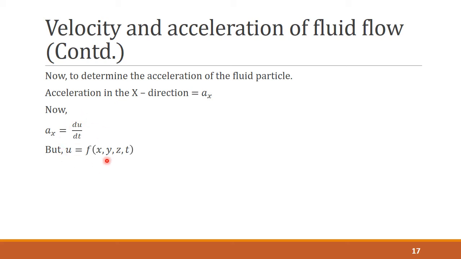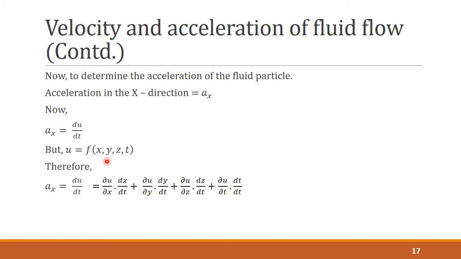So du by dt can be expressed as dou u by dou x into dx by dt plus dou u by dou y into dy by dt plus dou u by dou z into dz by dt plus dou u by dou t into dt by dt. So here you can see that all the dependencies, u is dependent on x, u is dependent on y, u is dependent on z and u is dependent on time. All those have been given a partial derivative and multiplied by a total derivative into dx by dt, into dy by dt, into dz by dt and into dt by dt. This is how total derivative of a function that is dependent on a lot of variables is actually expanded.